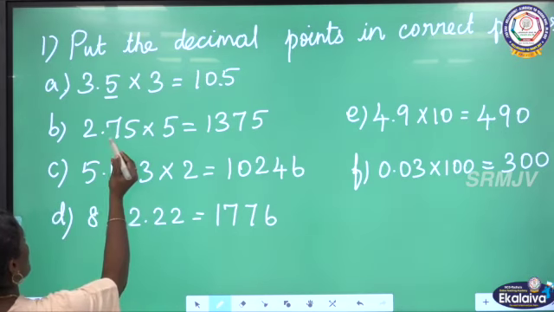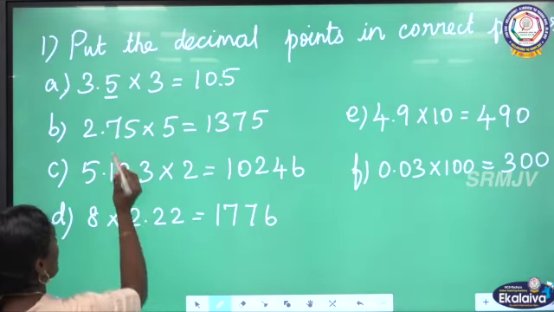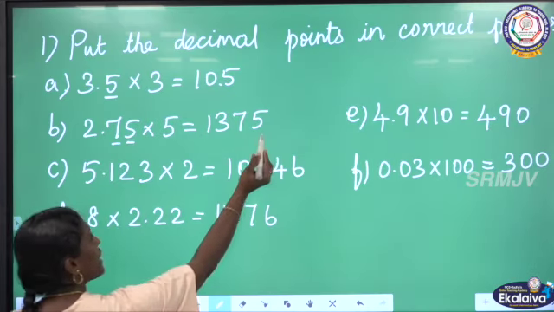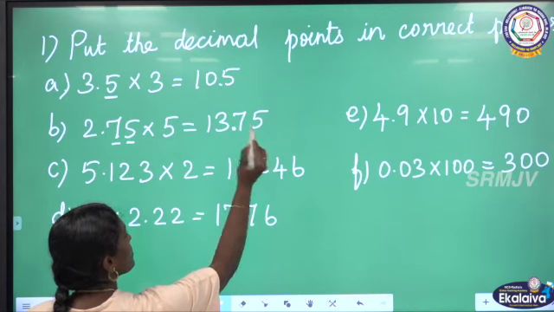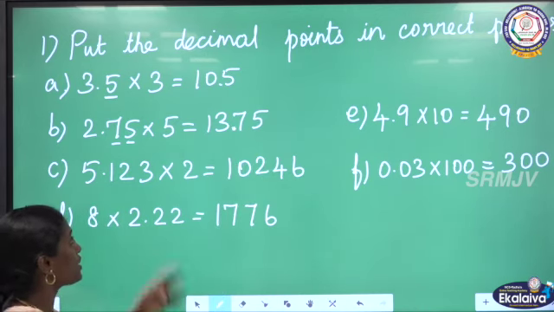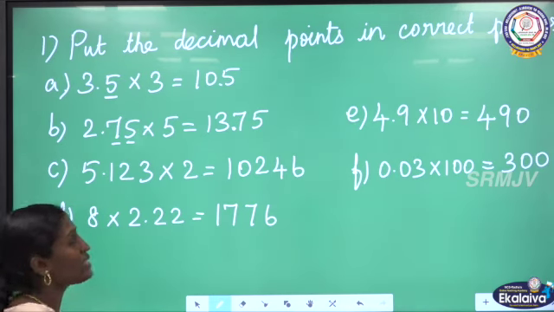See the next one, 2.75 into 5. In the second question, two decimal places are there. So, in the answer also we need two decimal places. So, from the last before two digits we have to keep the decimal point. So, the answer is 13.75.